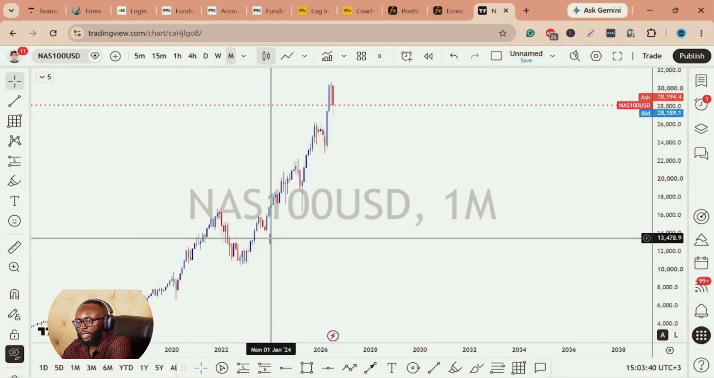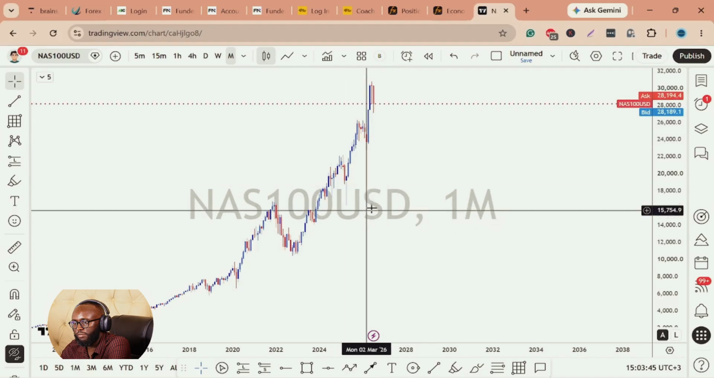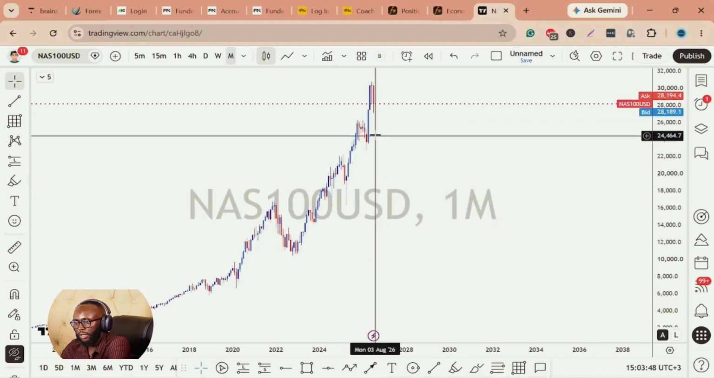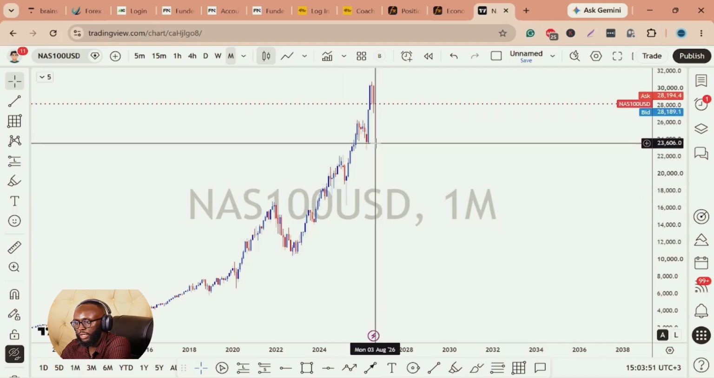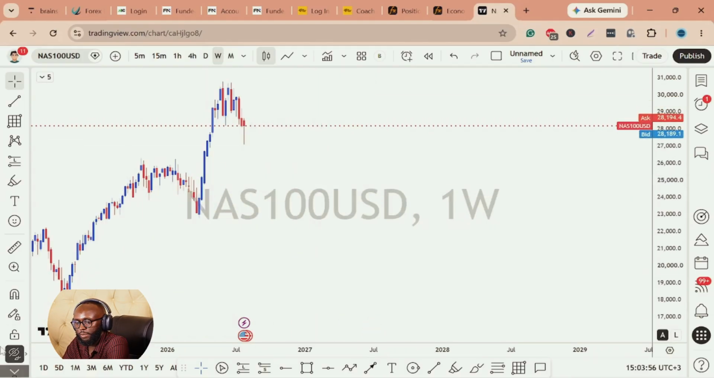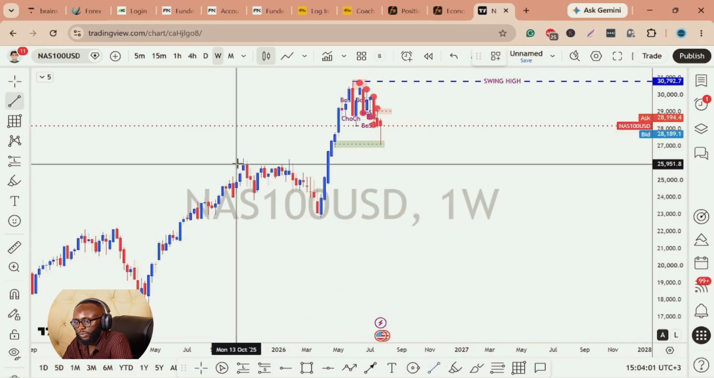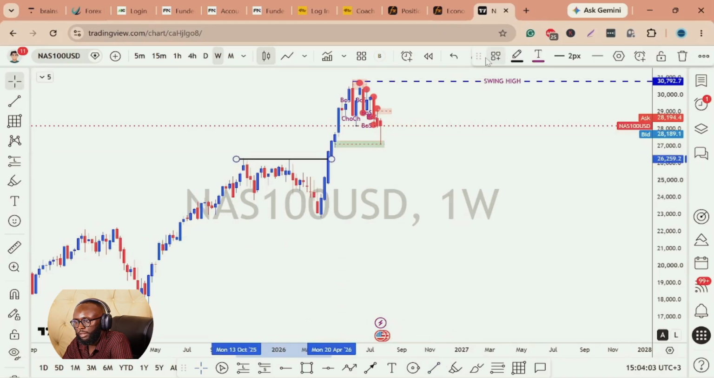Now, NAS 100, this is the chart that we have on NAS 100. As you can see, price has been very bullish. However, we closed with a bearish candle from the monthly time frame context. And now let's look from the weekly time frame. From the weekly time frame, this is what we have. Now this was the last break of structure going up. In that bullish context, this was the last break of structure.